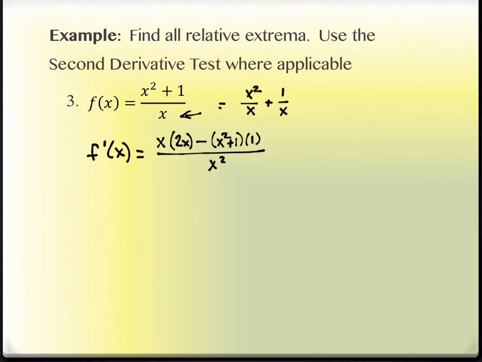Okay, so we're going to clean this up. I have 2x squared minus x squared minus 1 over x squared. And that gives me x squared minus 1 over x squared. So far, so good?